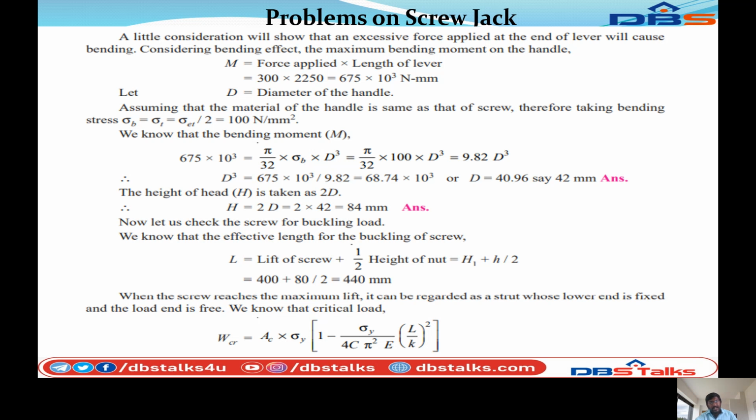Assuming the material of the handle is the same as that of the screw, taking bending stress sigma B is equal to sigma T, equal to sigma ET by 2. So sigma B, or sigma ET, or sigma T, equals 100 Newton per mm square. We know that the bending moment M is equal to pi by 32 into sigma B into D cube.